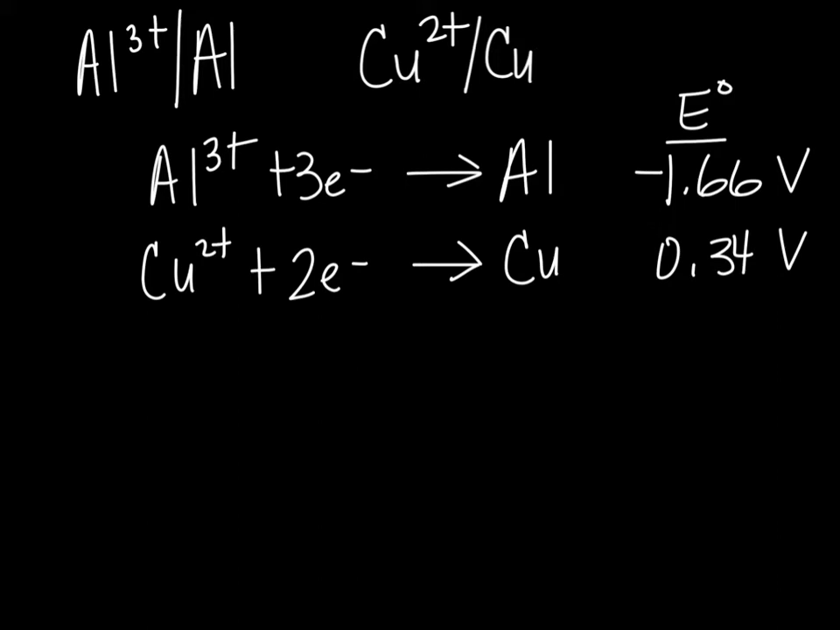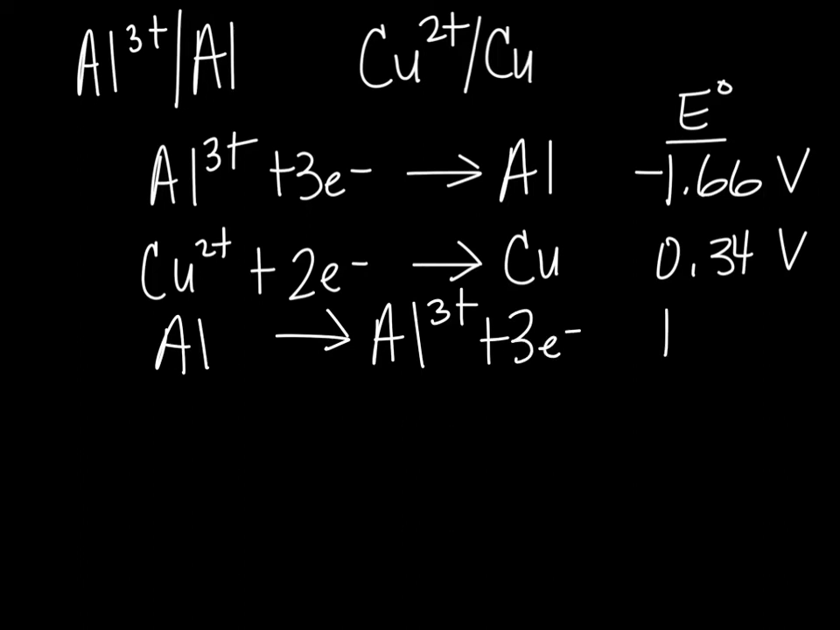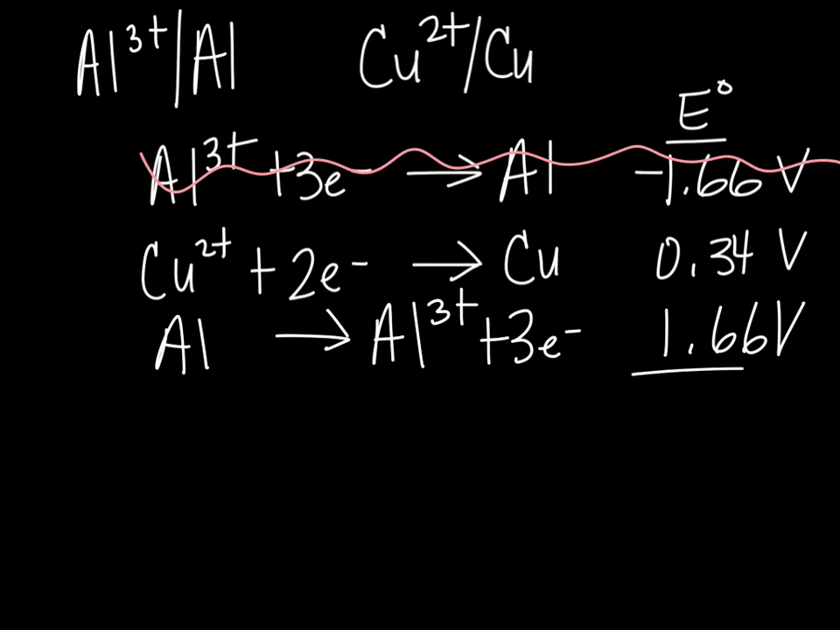So I'm going to rewrite the aluminum equation. You just write it in the opposite direction. So Al will go to Al3+ plus 3 electrons. So now that becomes positive 1.66 volts. Okay, so then I'm just going to cross out that equation because we're not using that one. We changed it. Now we can add the voltage.